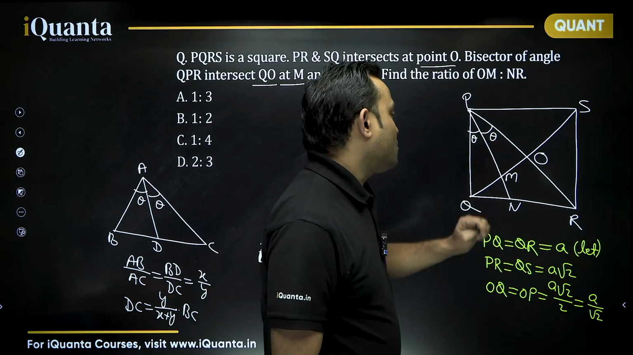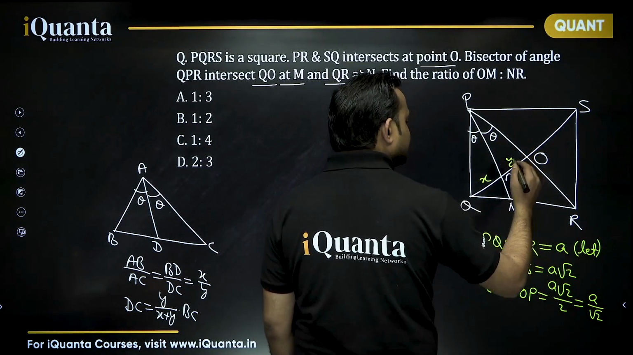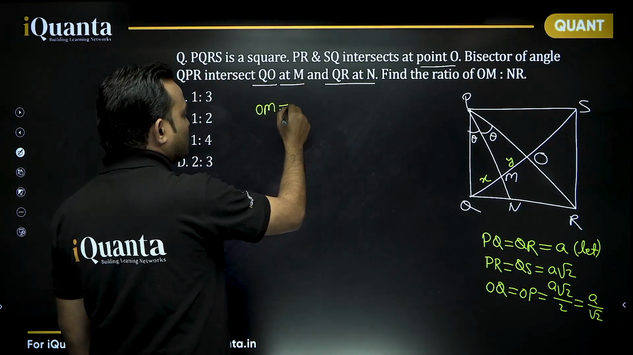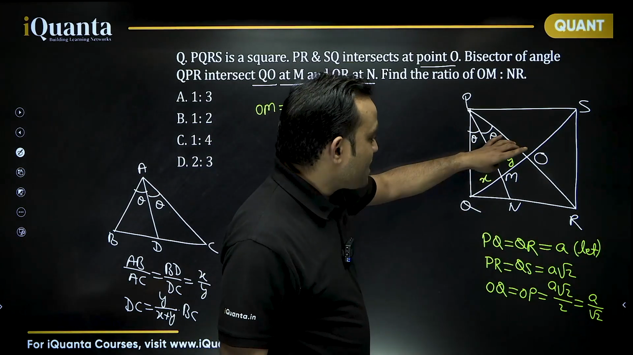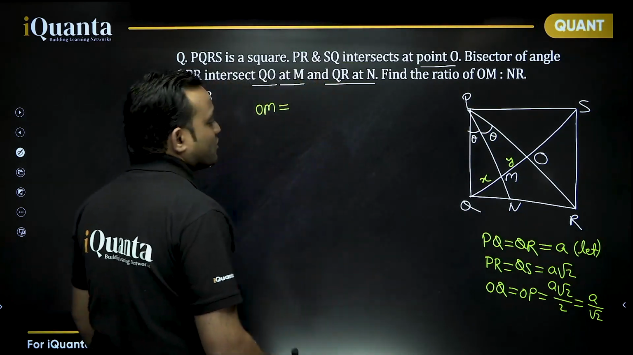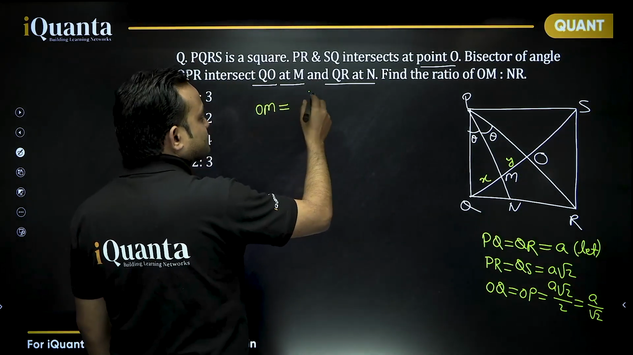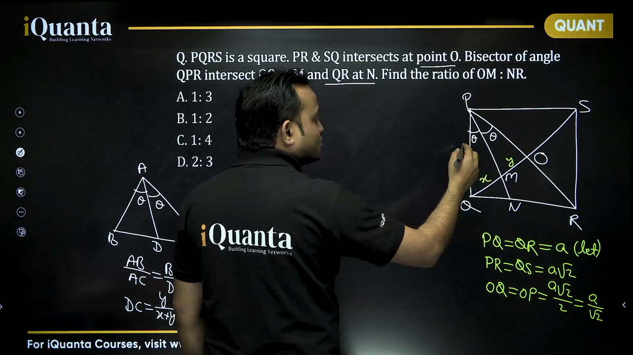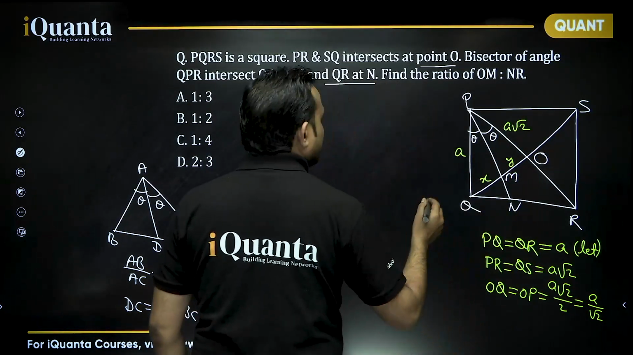We need to find the length of OM. Think about this. Can we say if this length is X, this length is Y, then we can say OM will be equal to Y upon X. Now what will be Y? So QM is to OM is equal to PQ upon OP, right? PQ upon OP. And what is PQ upon OP? If PQ is A, then we can say OP will be equal to A by root 2.